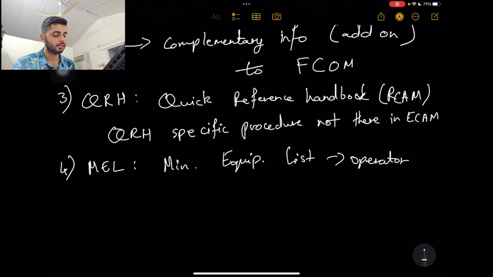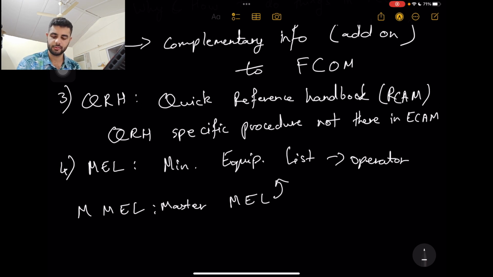Okay, there is something known as a master minimum equipment list. It's the same full form as MEL. Master minimum equipment list is made by the manufacturer. Who's the manufacturer? For us, Airbus, it's going to be Airbus. Okay, French guys, let's just say it's a nice aircraft. Airbus is the manufacturer. He produces this master minimum equipment list.